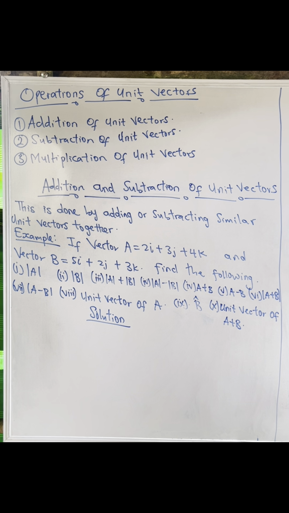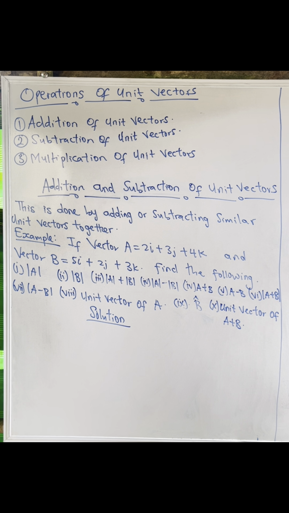Okay, guys, so we will now talk about the operations of unit vectors. The various operations of unit vectors include addition of unit vectors, subtraction of unit vectors, and multiplication of unit vectors. Now let's talk about the addition and subtraction of unit vectors. Whenever we are talking about the addition or subtraction of unit vectors, this is done by adding or subtracting similar unit vectors together. Let's look at some examples.